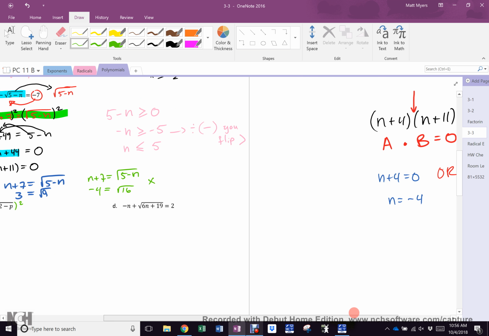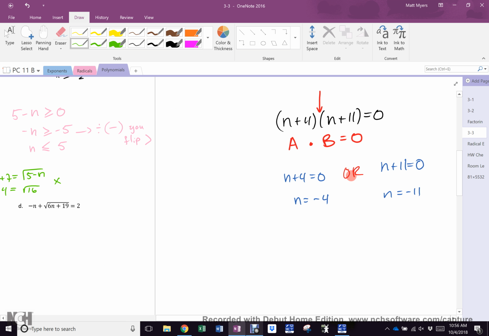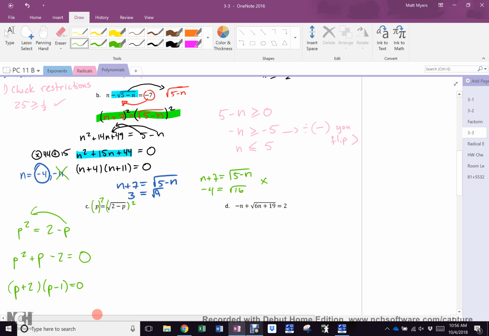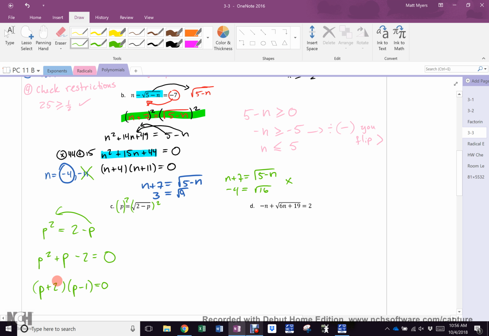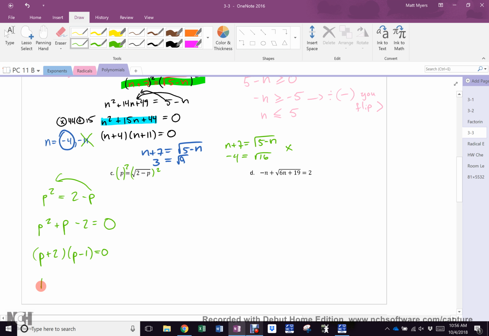I showed you what to actually do. What did you notice? Plus 4, our answer was negative 4. Plus 11, our answer was negative 11. If it happens once in math, how often does it happen? Again. Every time. So, plus 2 becomes what? Minus 2. P could be negative 2. Negative 1 becomes what? Positive 1. Positive 1.